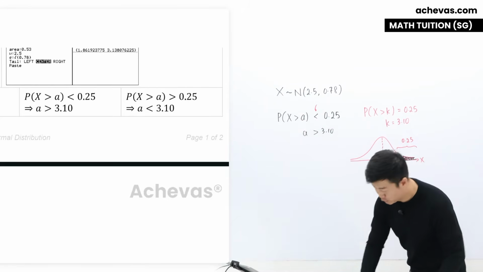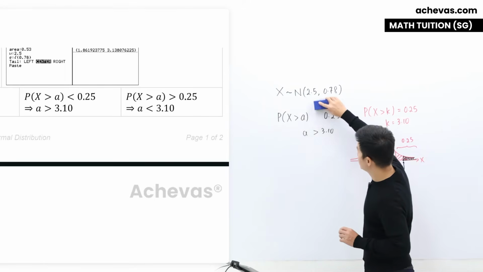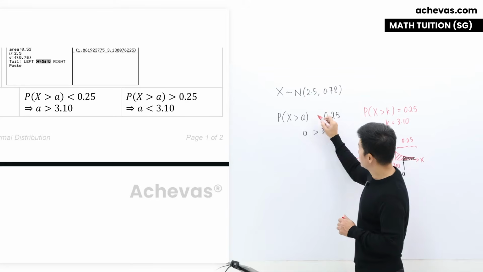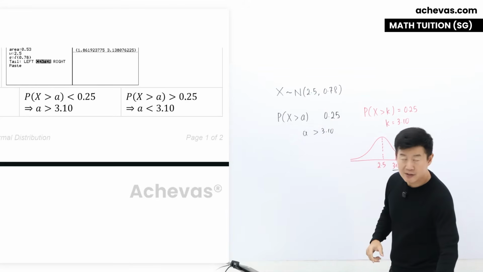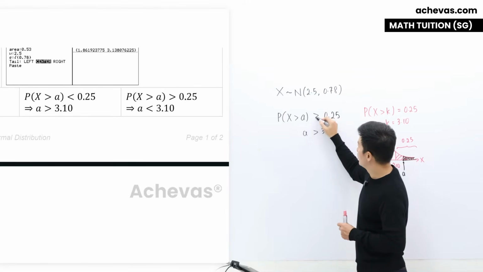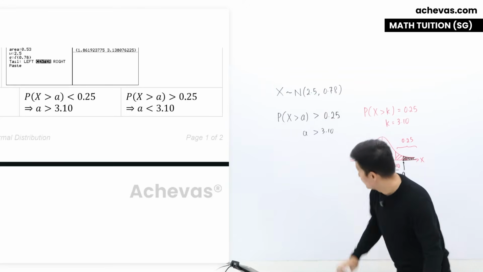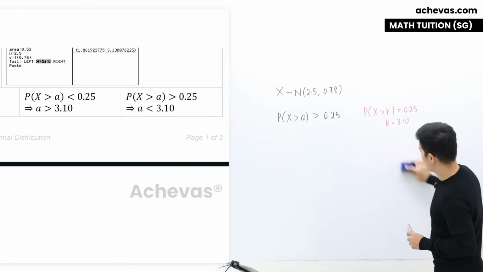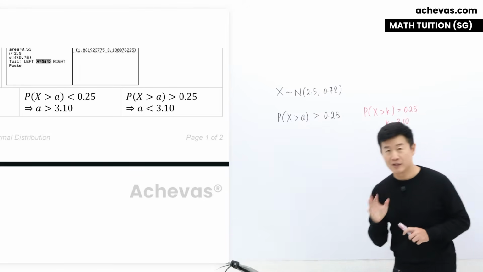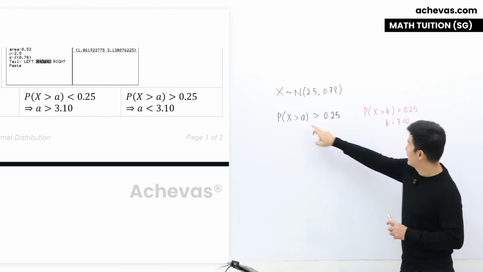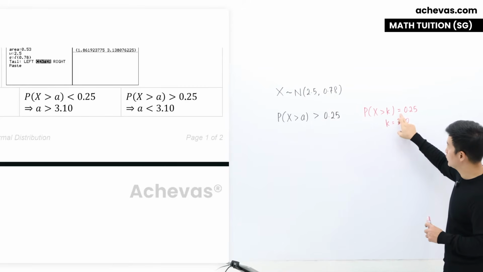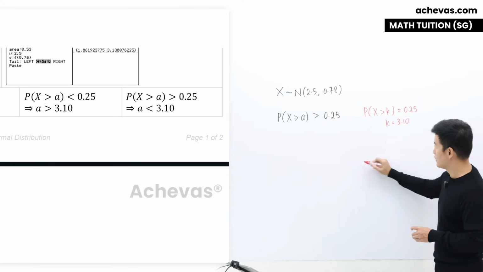We can also take a look at another similar scenario, which is when the area to the right of A is an area that is bigger than 0.25. For a situation like this, we will go through the same process. We will do a simulation of this again using our calculator, replacing A by K, replacing this inequality by an equal to. Pressing into our calculator, we get K to be equal to 3.10.